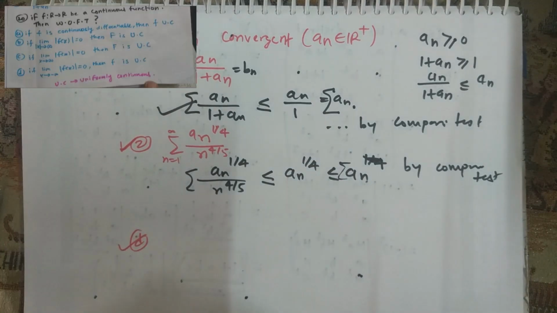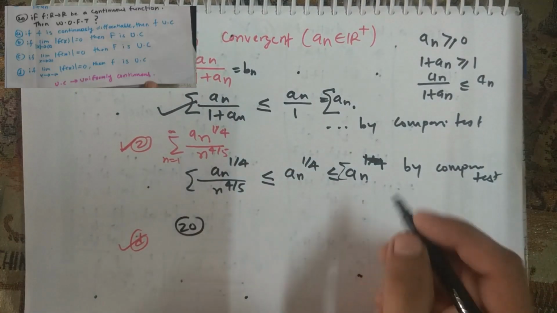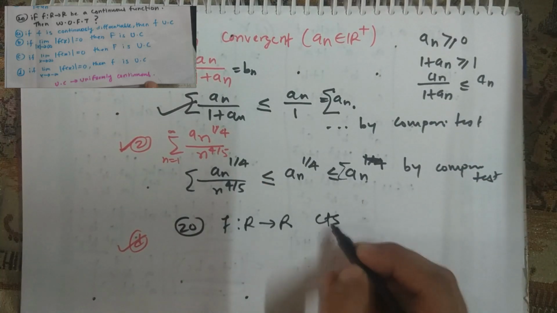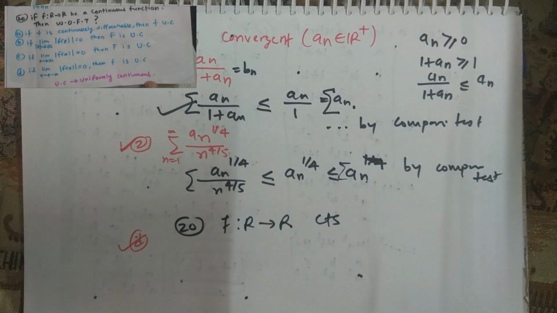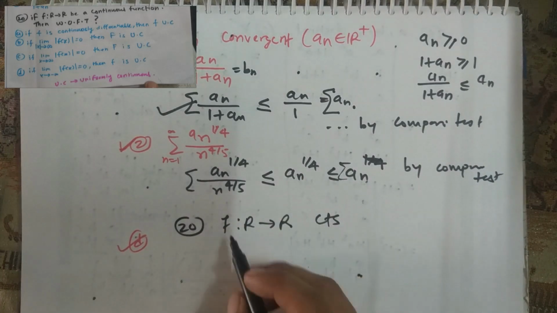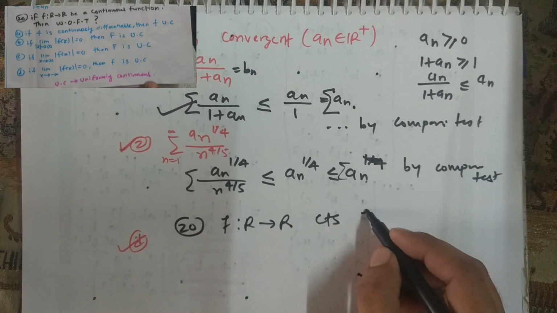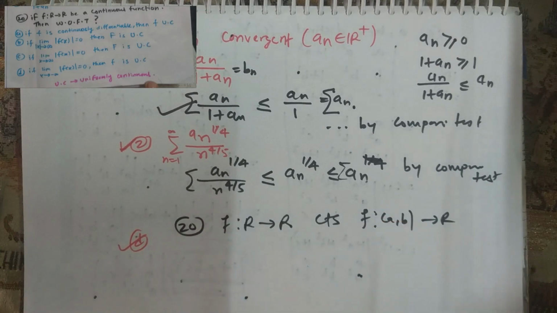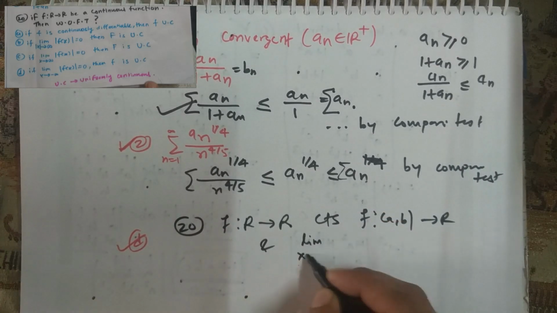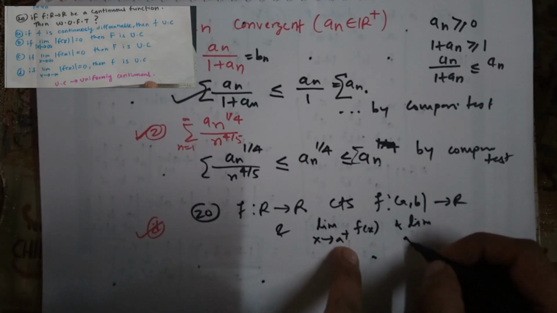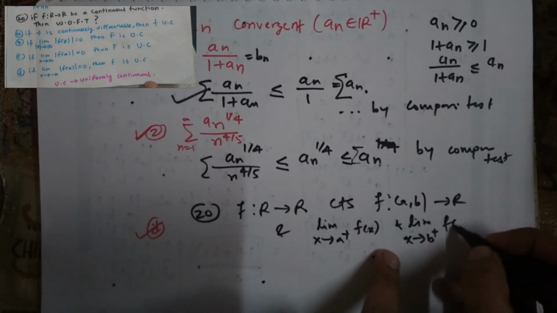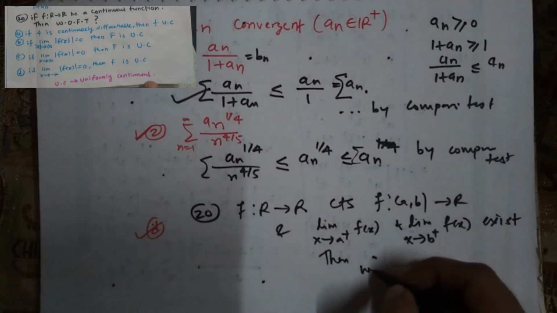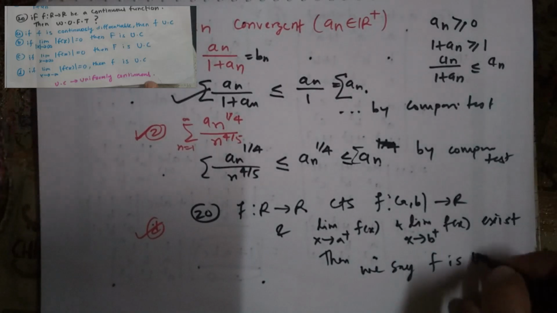What it says in question 20, they are saying f is from R to R, a continuous function, then which of the following is true? Now see, there is one result. If my function f is continuous on an interval from a to b, where a and b are arbitrary real numbers, and as x tends to a plus, the left hand limit and right hand limit of f of x both exist and are finite, then we say f is uniformly continuous.